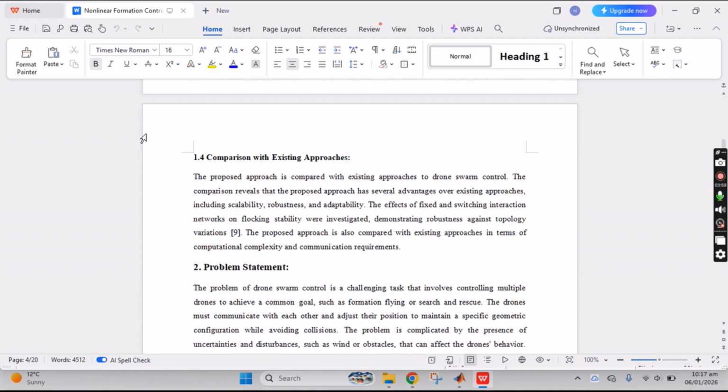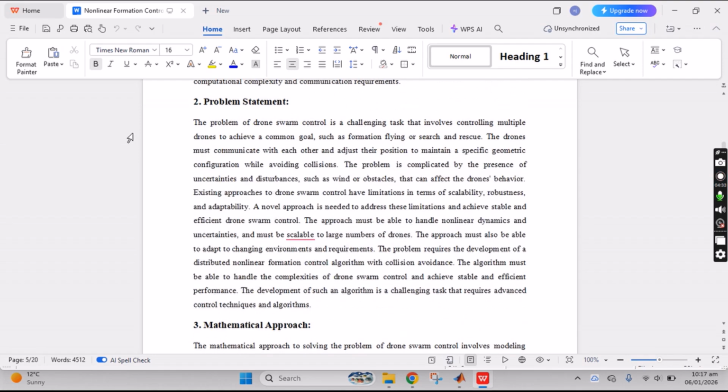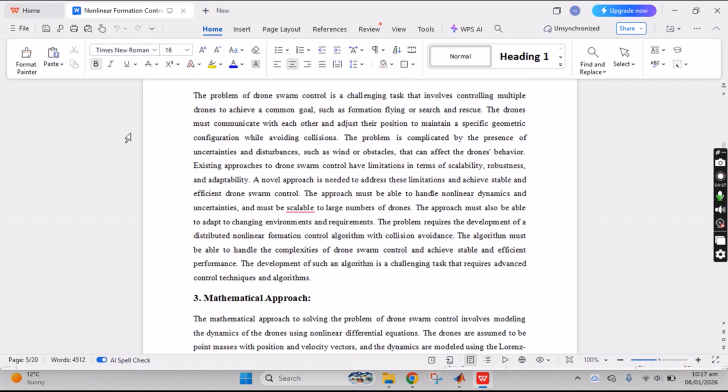Okay, so the comparison with the existing approach is that the existing approach does not provide us the stability and does not provide collision avoidance, but the proposed approach provides switching interaction networks, where flocking stability was investigated, demonstrating robustness against topology variations. The next one is the problem statement, which is the same as what I have just explained: we need to focus on collision avoidance, and we need to predict accurate results according to the capturing of different images and videos, with scalability, robustness, and adaptability as well.